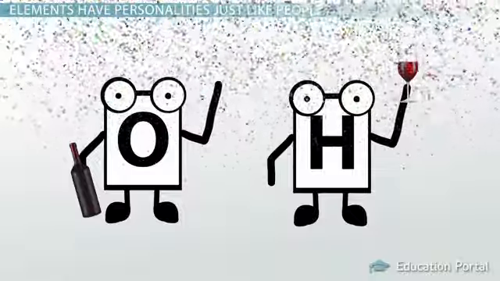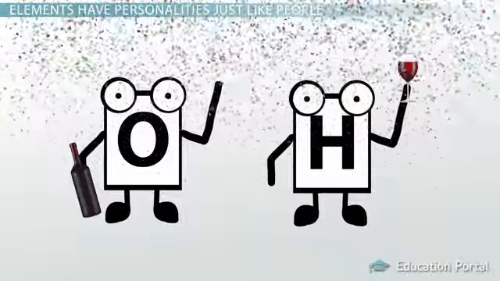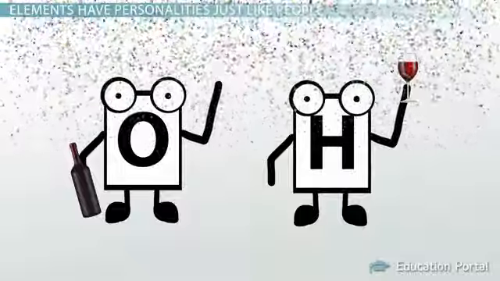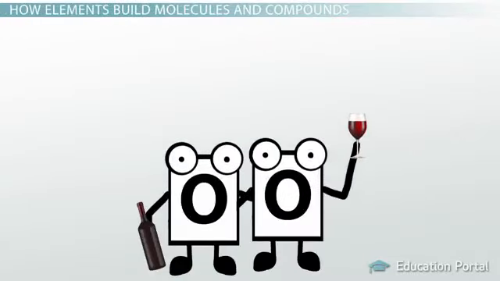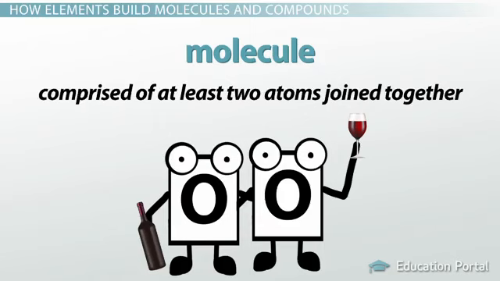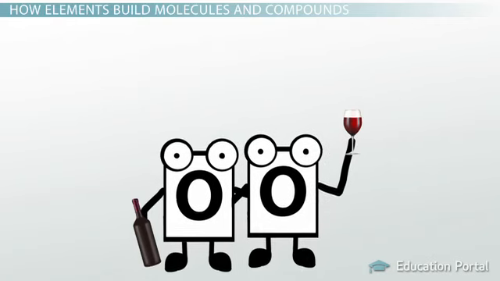In this lesson, we will discuss how elements build molecules and compounds. When social elements hang out together and link up, they form a molecule. A molecule is comprised of at least two atoms joined together. Like the letters that build different words, elements build different molecules.